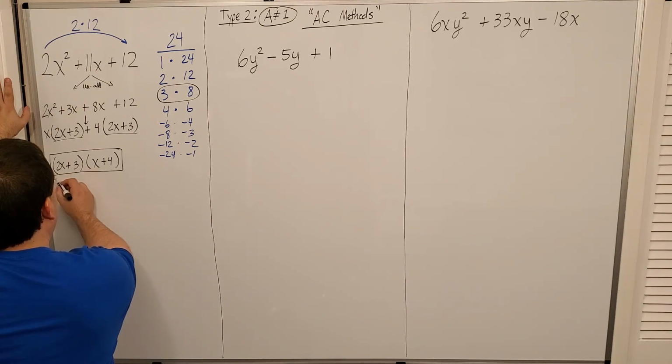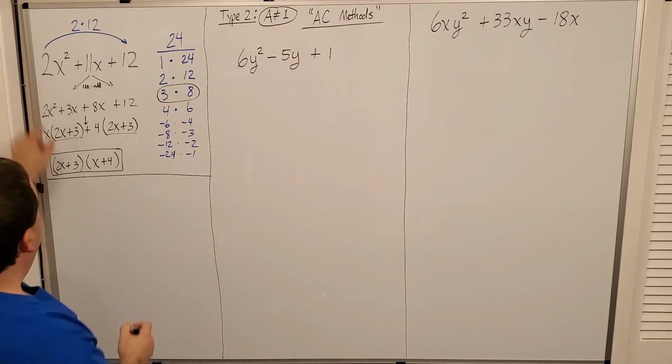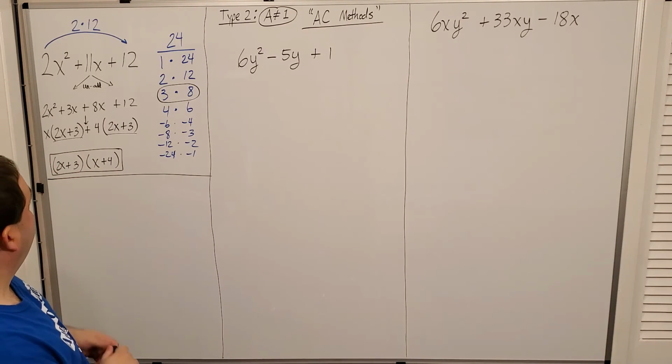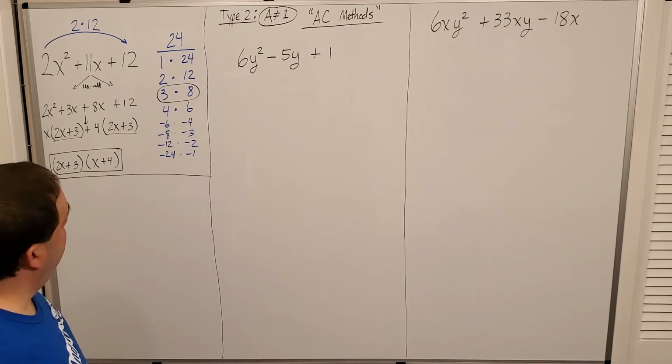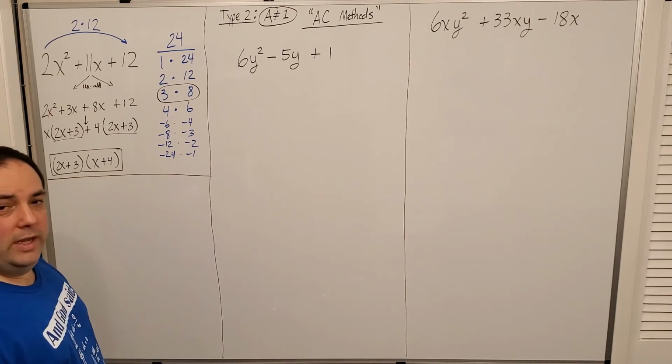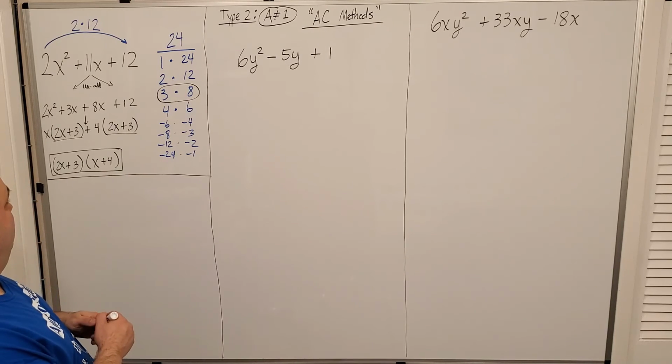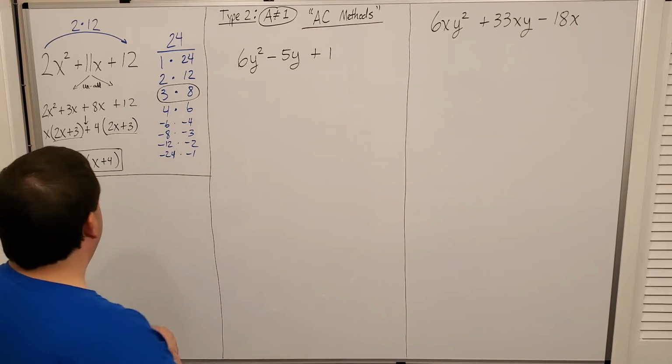And don't forget, you can check by remultiplying it back out. Okay, so that's the official algebra method. Let's talk about the way Professor Simon does it, and you can pick which one you like better.